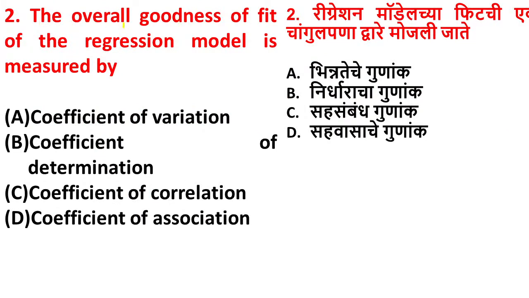Let us move to question number 2. The overall goodness of the regression model is measured by option A coefficient of variation, option B coefficient of determination, option C coefficient of correlation, option D coefficient of association. Here the overall goodness of fit of the regression model is measured by option B, coefficient of determination. So option B is the correct answer.